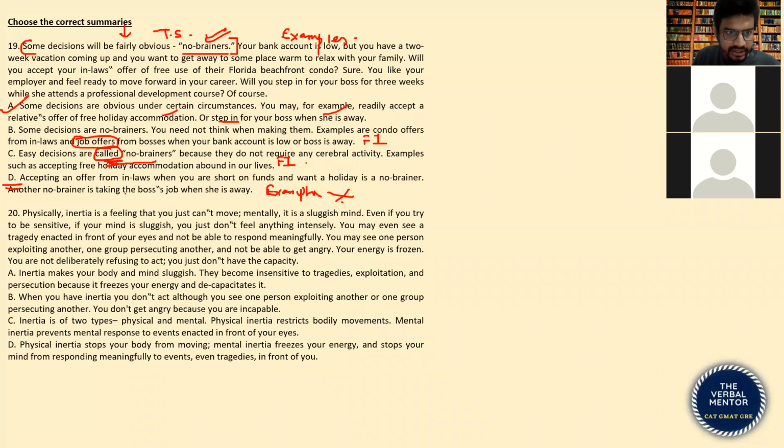All right. Number 20. Physically, inertia is a feeling that you just can't move. Mentally, it's a sluggish mind. Even if you try to be sensitive, if your mind is sluggish, you just don't feel anything intensely. You may even see a tragedy enacted in front of you, and may not be able to respond meaningfully. Okay, makes sense. So the entire passage is about mental inertia and how it reduces your capacity to respond meaningfully to important events. All right.